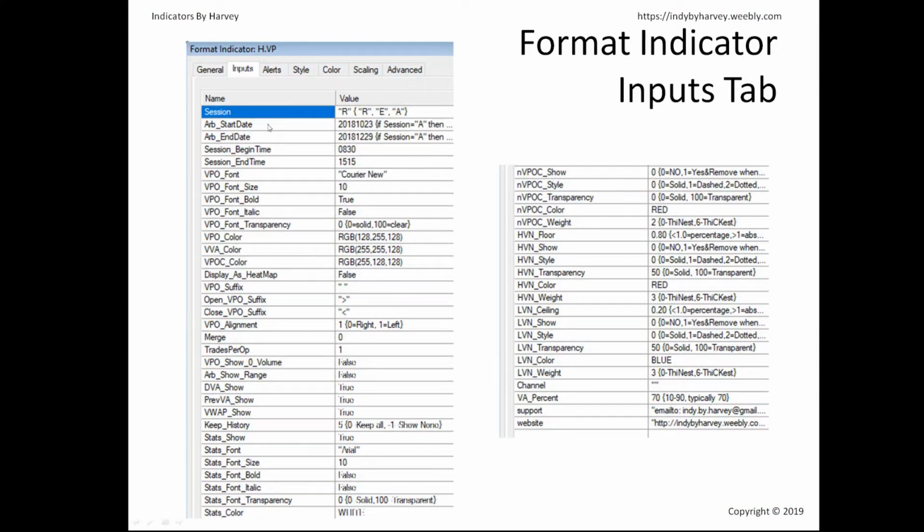There are a lot of names that you can configure in the Inputs tab of the Format Indicator. I asked you at the earlier part of the presentation to make sure you have the documentation. I think the documentation does a very good job of explaining the meaning of these inputs. We're going to spend the presentation focusing on only 5 of these input values.